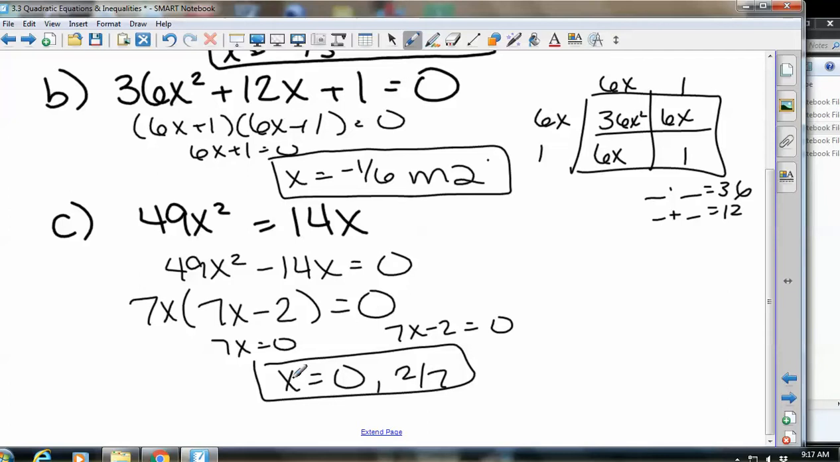Any issues with these? So bringing back in all of our factoring stuff from earlier in the year. Only difference is now you have to go ahead and solve it. Set each parenthesis to 0.